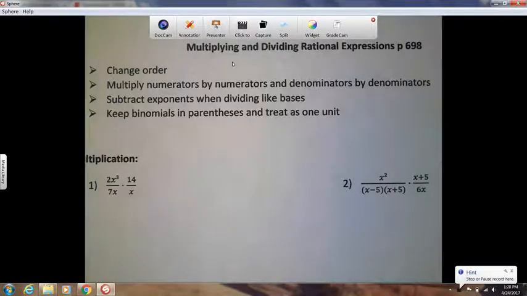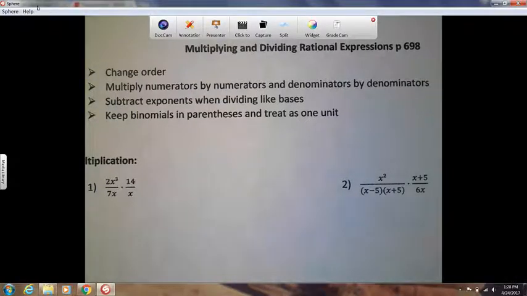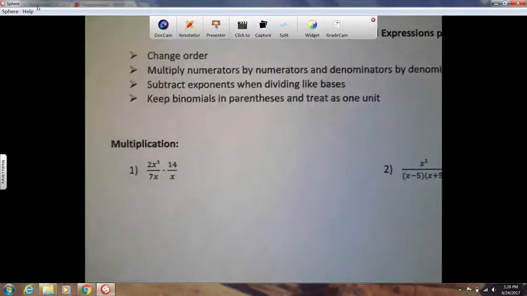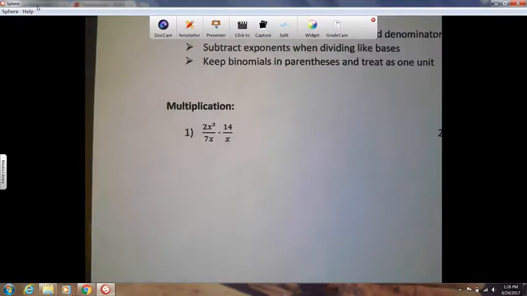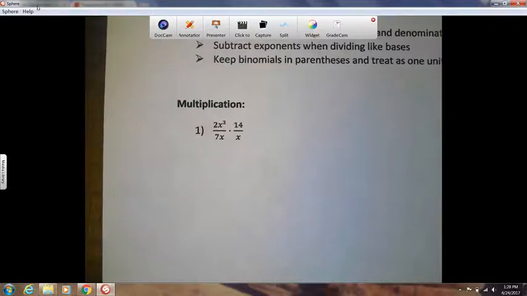Okay, multiplying and dividing rational expressions. Rational numbers are numbers that can be expressed as fractions. So we have a lot of fractions here. Now we're just going to simplify these, multiply and divide them, but we're going to use the exact same process we've been doing, or you've done for a long time, to multiply and divide fractions.